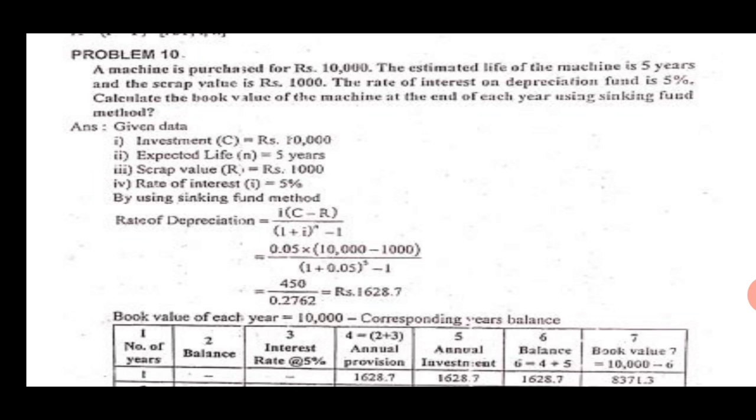So a machine is purchased for 10,000 rupees. So 10,000 is the capital cost. The estimated life of the machine is 5 years. So n is 5 years and the scrap value r is 1,000 rupees. The rate of interest on the depreciation fund is 5%. So every year whatever depreciation amount you are keeping aside carries a 5% interest rate. Calculate the book value of the machine at the end of each year using the sinking fund method.